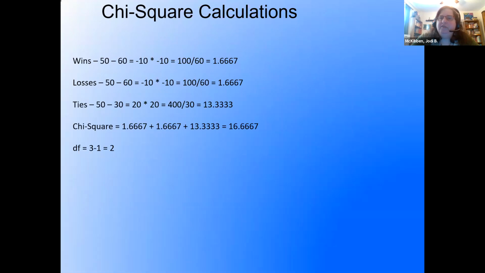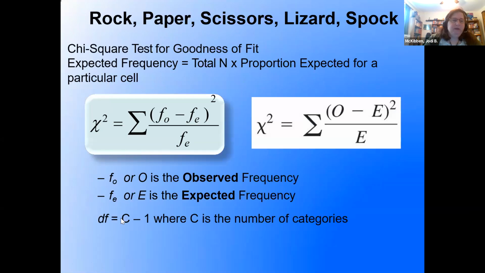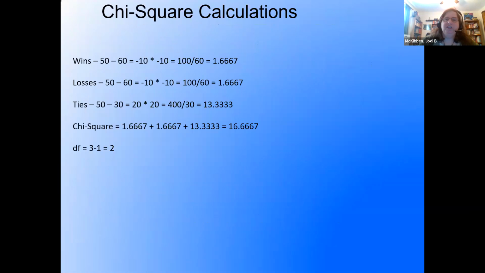Now we have to figure out if it's significant or not. Okay, how do we do that? So now let's talk about our degrees of freedom. Degrees of freedom, if you remember, is C minus 1, where C is the number of categories. So we had wins, losses, draws. 3 categories, or wins, losses, ties, whichever you prefer. 3 categories minus 1 gives us 2. So DF is 2. 3 minus 1 gives you 2.